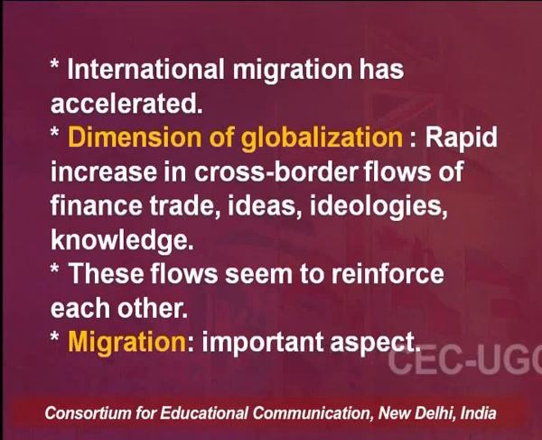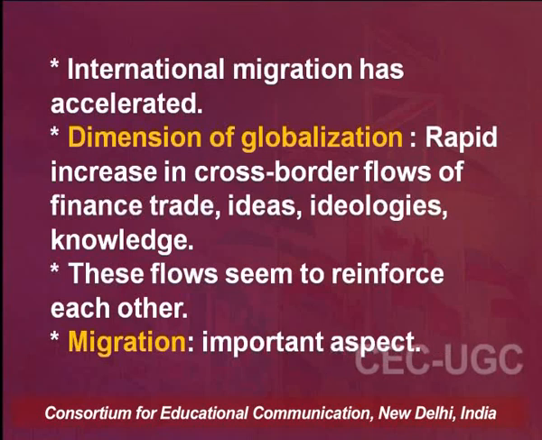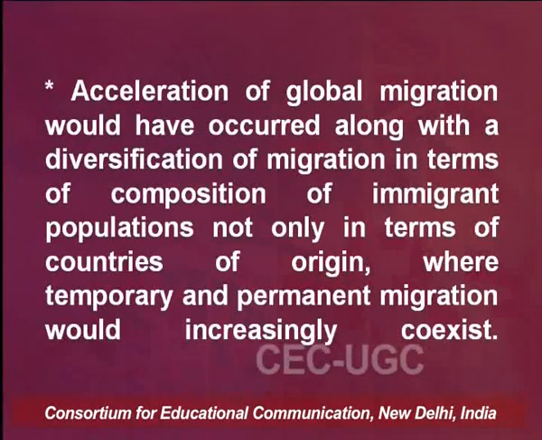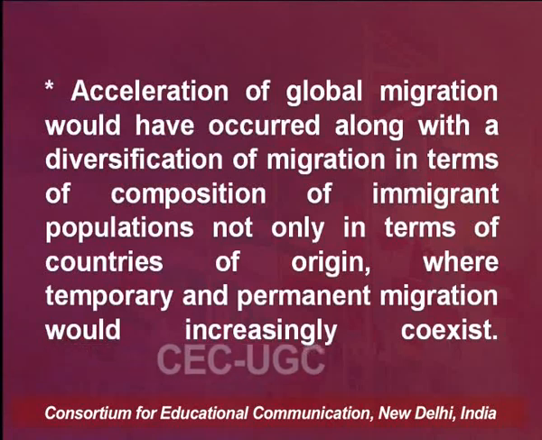Now, when we look at dimensions of globalization, namely rapid increase in cross-border flows of finance, trade, ideas, ideologies, knowledge, all of them have a bearing with reference to migration. So, therefore, these flows seem to reinforce each other. Further, as these flows seem to reinforce each other, migration is an important aspect. Acceleration of global migration, as the work points out, would have occurred along with a diversification of migration in terms of composition of emigrant populations, not only in terms of countries of origin, where temporary and permanent migration would increasingly coexist.